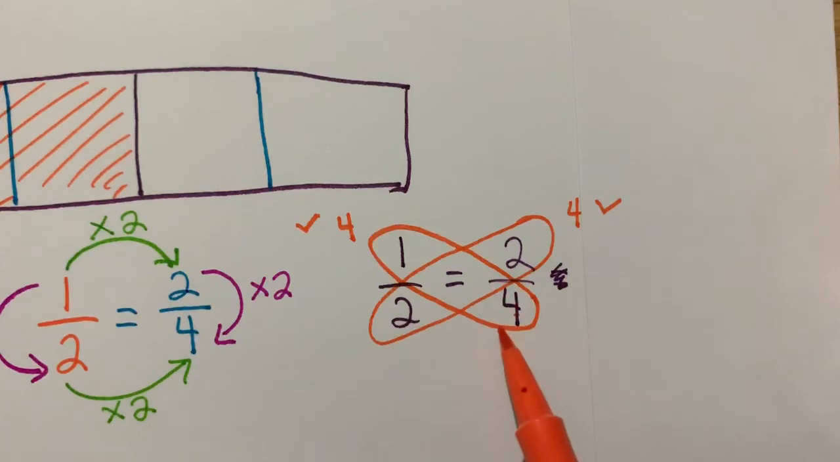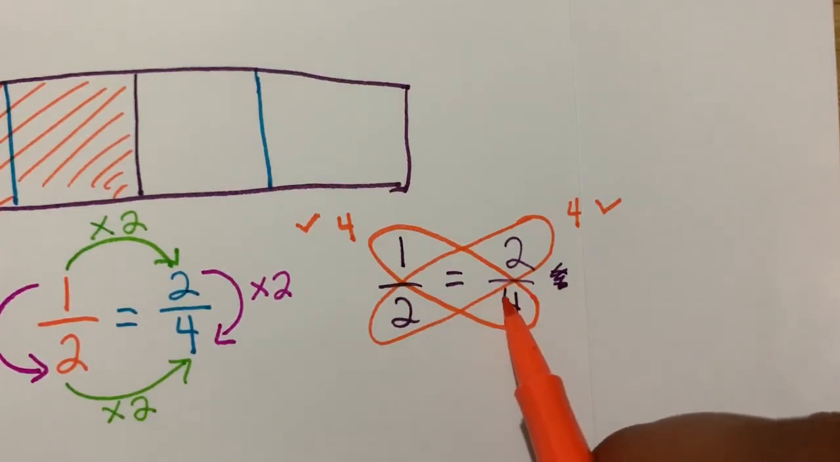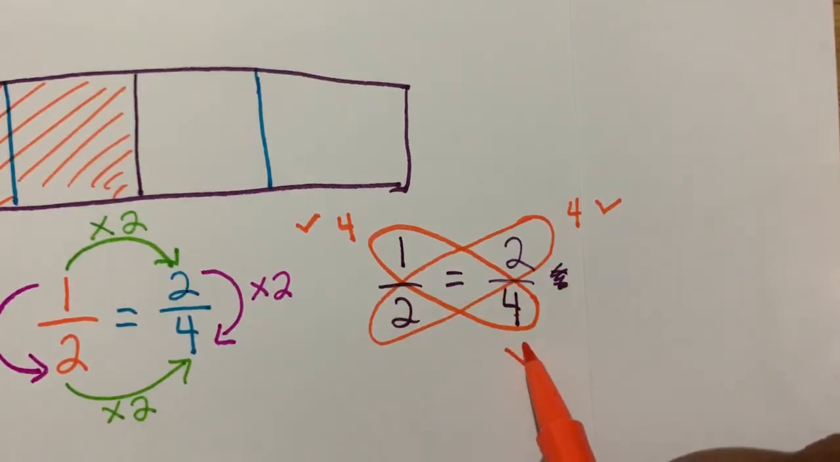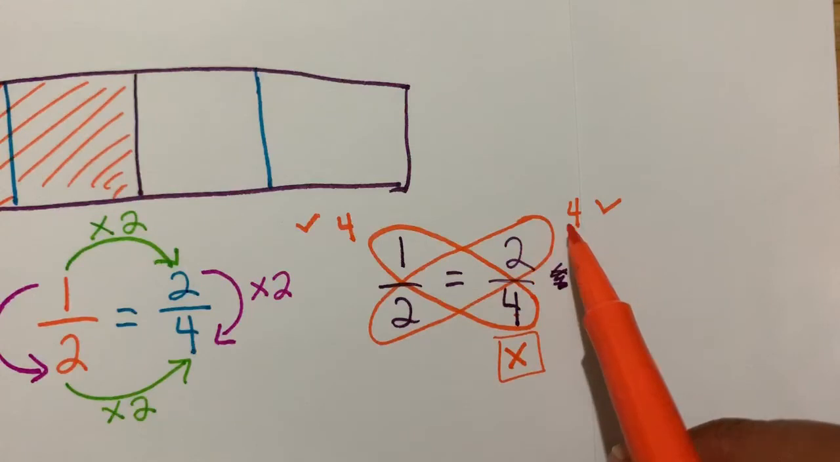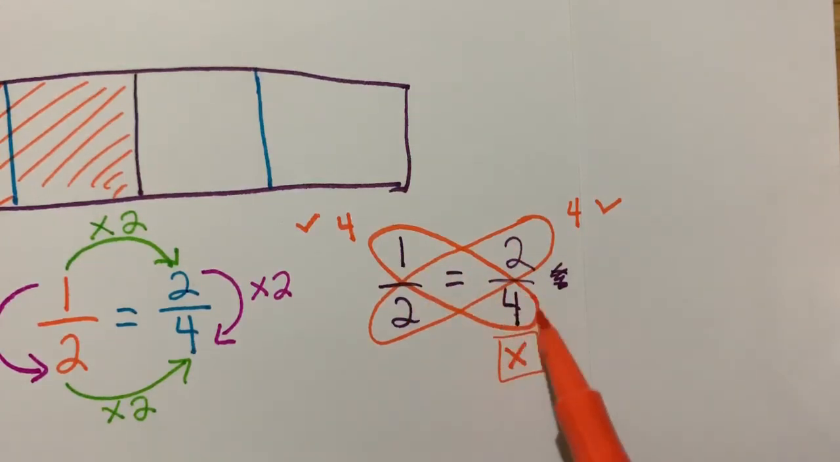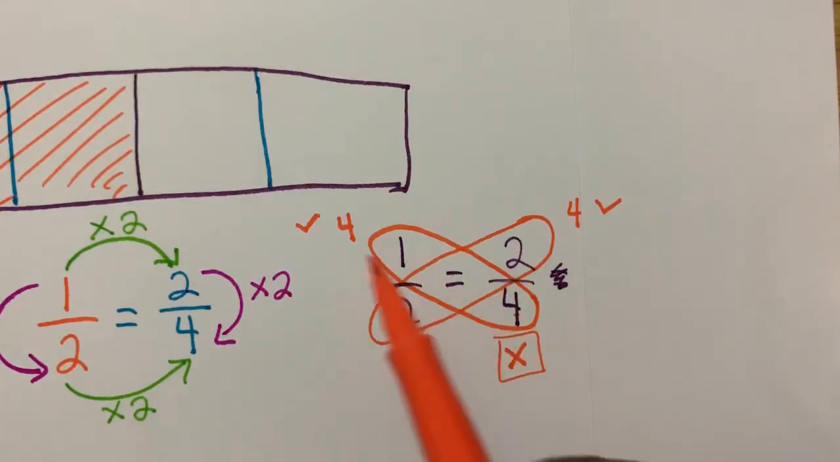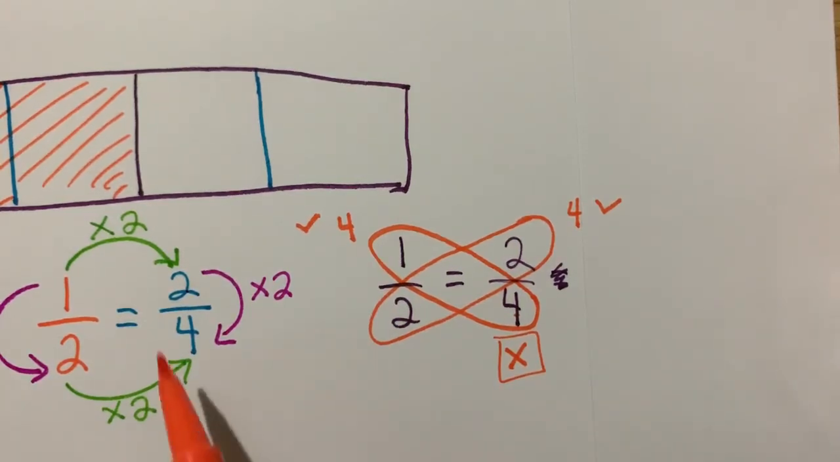Now, sometimes if you have, let's say, a variable here and that was x, if you were trying to figure out this missing number, then you could also use this relationship to figure out what that number is. So if you knew that this was 4, then 1 times whatever number was here has to equal 4, so you would know that that number has to be 4.